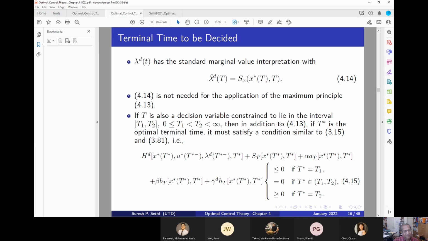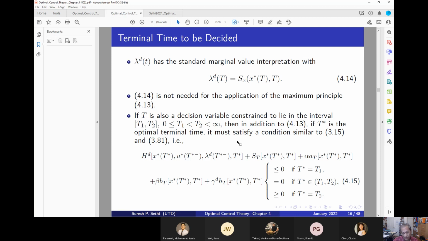So I don't go into much detail on lambda dt, but you can see lambda dt at capital T is exactly this. And if T is free, you can also write a condition for T star to be optimal. You can see there's an extra condition coming in there for the alpha type of constraints, and a gamma constraint coming in there. So it is, again, a whole lot more complicated. Getting the condition for J star T to be optimal requires quite a bit of extra work.